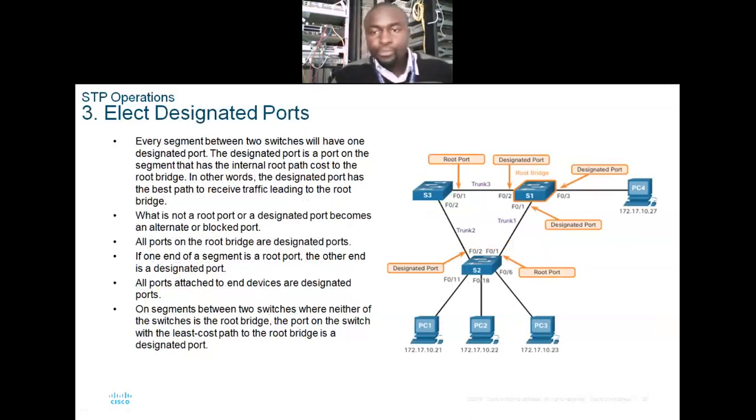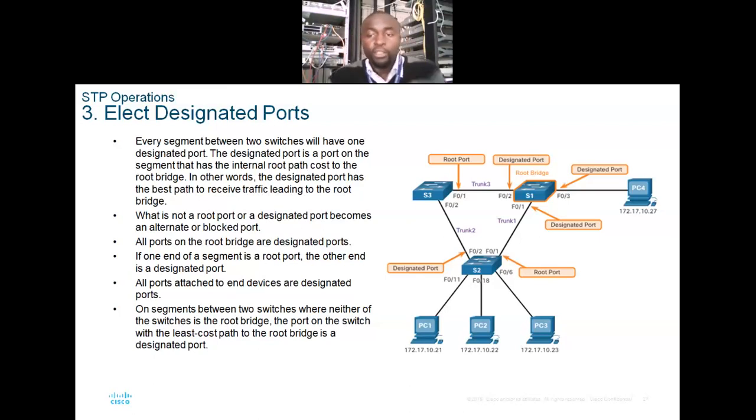Now, how about designated ports? Every segment between 2 switches will have one designated port. The designated port is a port on the segment that has the best internal root path cost to the root bridge. In other words, the designated port has the best path to receive traffic leading to the root bridge. What is not the root port or the designated port becomes the alternate or blocked port.